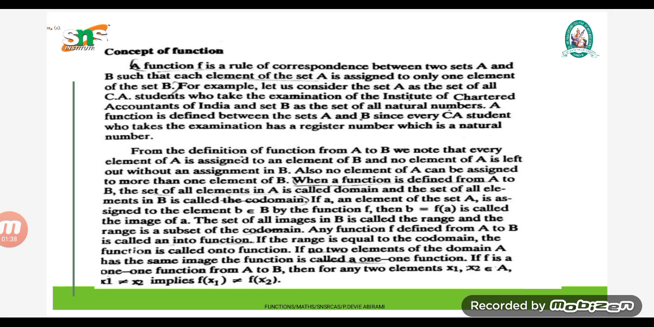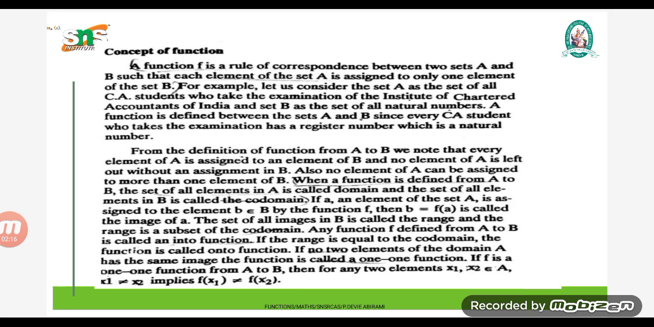Any function f defined from A to B is said to be an into function. If the range is equal to the codomain, then the function is said to be an onto function. If no two elements of the domain have the same image, the function is called a one-to-one function. For any two elements x1, x2 belonging to A, if x1 is not equal to x2, then f of x1 is also not equal to f of x2.